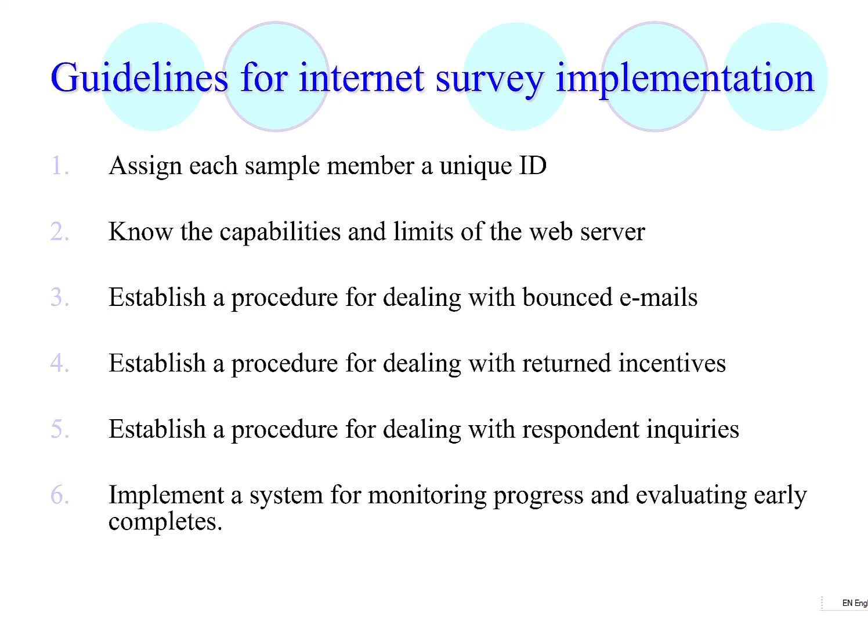These are some guidelines. Assigning a unique ID, if it's an internet survey, software like Qualtrics handles this automatically, so the researcher doesn't need to worry about this. It's important to do some testing to understand how messages are handled by the survey servers such as Qualtrics. Plan in advance what will be done about bounced emails. If you have a secondary way to send a survey such as mail, you could put that as an alternative procedure. Also plan how you deal with incentives that are returned, and how you will deal with responses to increase.